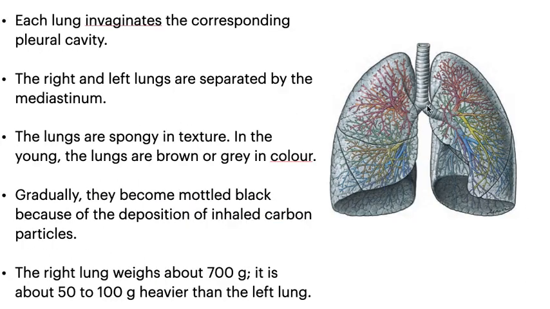Each lung invaginates the corresponding pleural cavity. The right and left lungs are separated by the mediastinum. The lungs are spongy in texture. In the young, lungs are brown to grey in color. Gradually, they become mottled black because of the deposition of inhaled carbon particles.